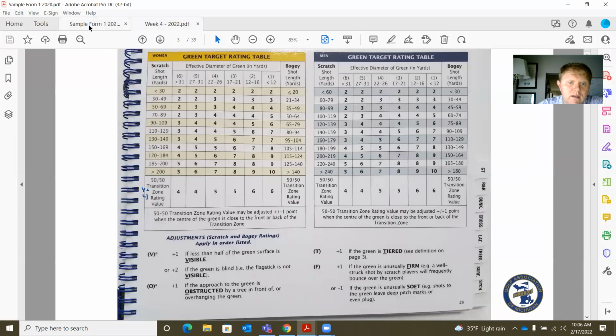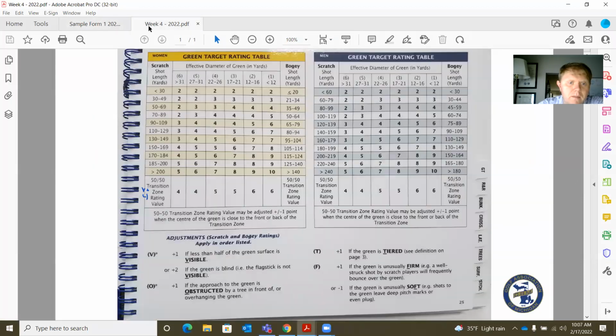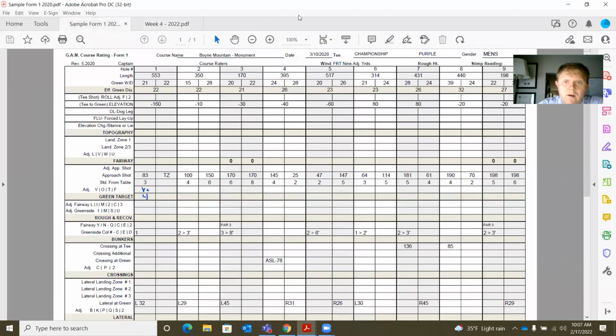A TZ, of course, with an effective green diameter of 22. For a male golfer, 22 TZ is a value of 5. So on our Form 1 here, we'll just write in 5. Maybe we didn't have a visibility adjustment for our bogey player. Maybe we do. Let's just assume that we do. And so we'll have it here as well. And then it's going to be that 5 value that gets turned into a 6.